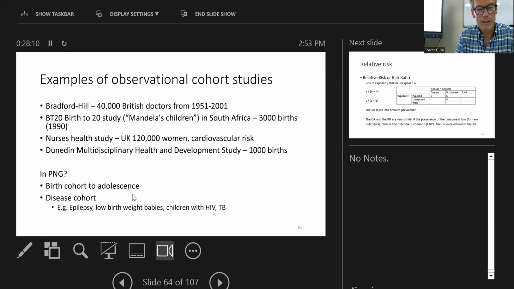There's a similar study in Dunedin in New Zealand going on at the moment, studying 1,000 consecutive births, and just looking at those children over time. You can imagine some studies that could be done in PNG, a birth cohort to adolescence or a disease cohort. They're all possible, I suppose. And in some ways, that might yield quite useful information about what happens to children. But again, the population is so diverse that if you study one section of the population, it's not necessarily generalizable to the other section of the population, but it's worth thinking about. It does take a long time.